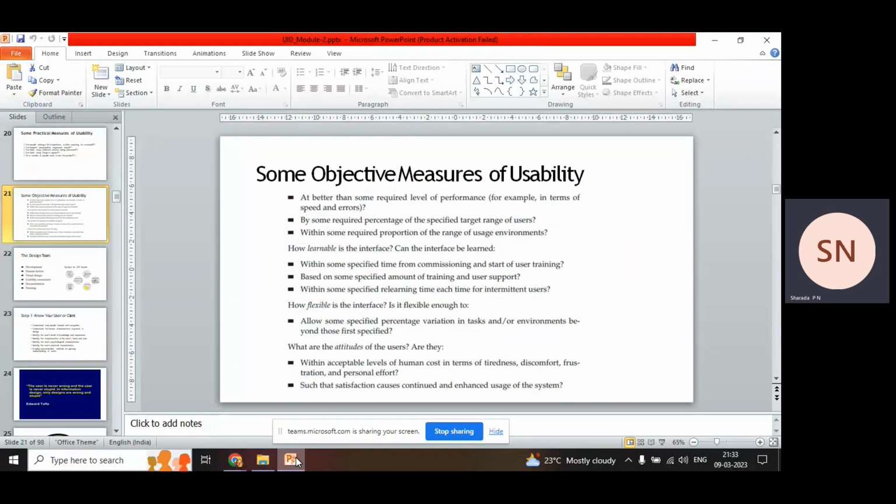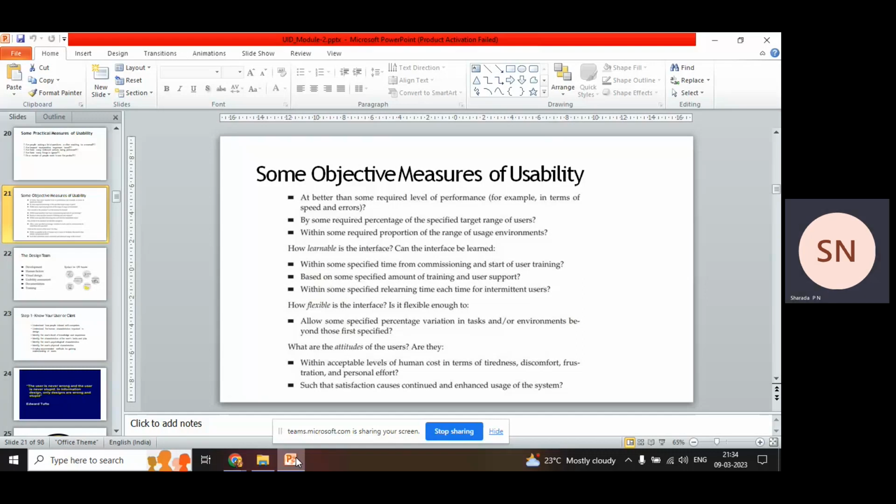Shackel presents the following more objective criteria for measuring usability. How effective is the interface? Can the required range of tasks be accomplished at better than some required level of performance, for example, in terms of speed or errors, by some required percentage of the specified target range of users, within some required proportion of the range of usage environments?